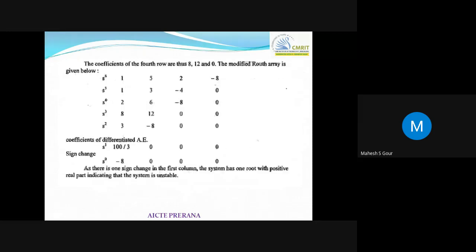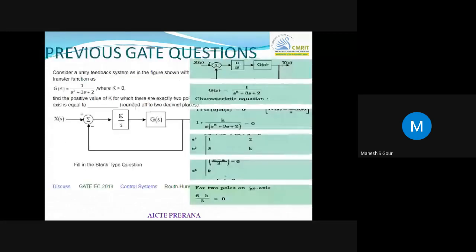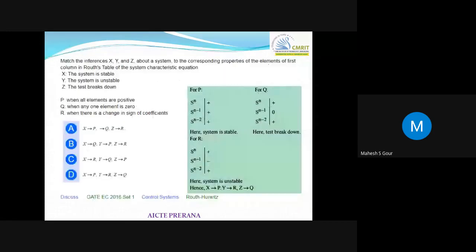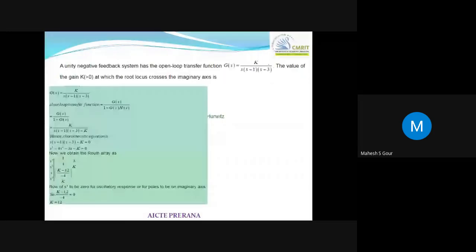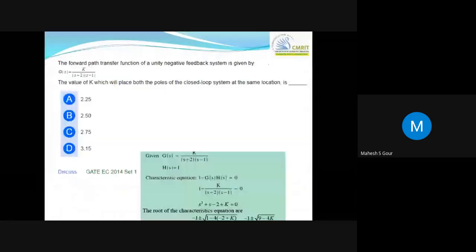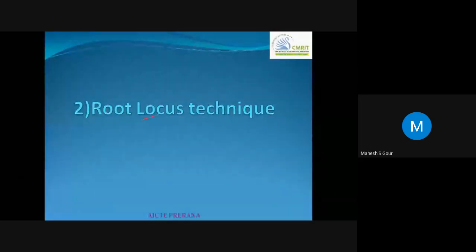So these were the previous GATE questions we have solved. Now coming to the root locus. I think you got a little bit of information, the basics about what stability is, what the RH criteria is, and how to solve it. Does anyone have any doubts here?